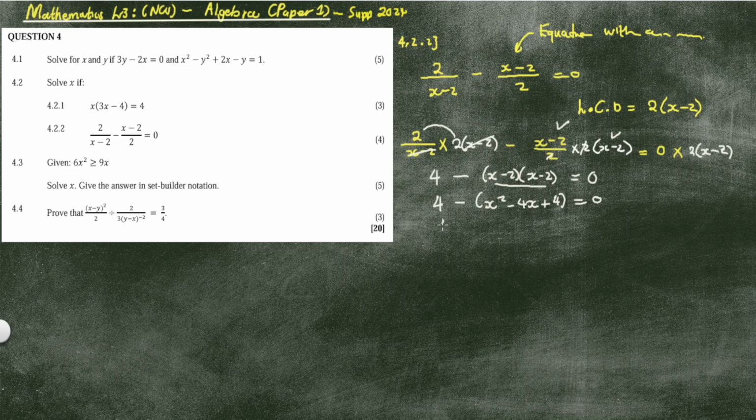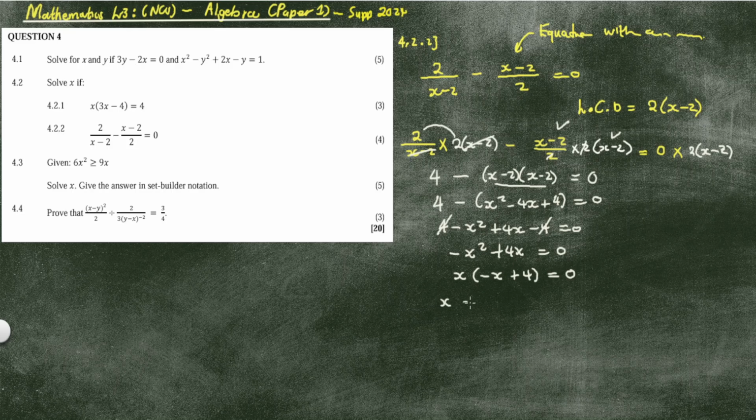Then we simplify, we have 4 minus x squared plus 4x minus 4 equal to 0. I can see that this 4 and this minus 4 are like terms, but they're going to cancel out when added together, plus 4x equal to 0. So then we take out a common factor here, which is x. I'm now going to be left with minus x plus 4 equal to 0.